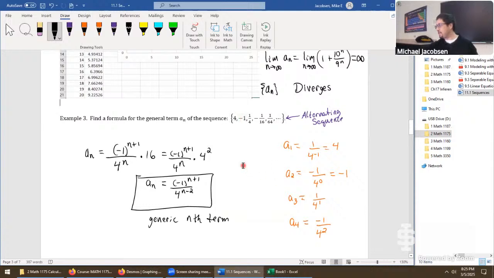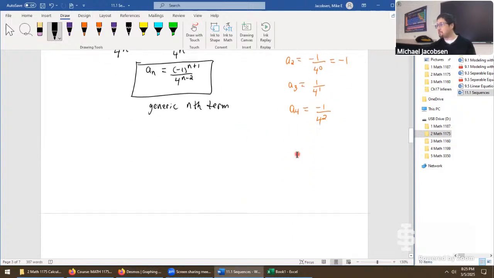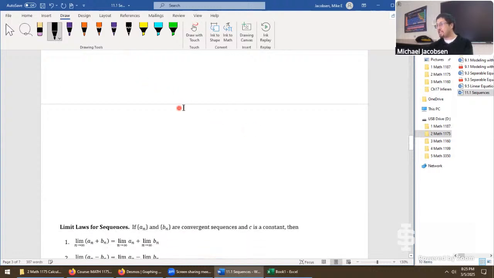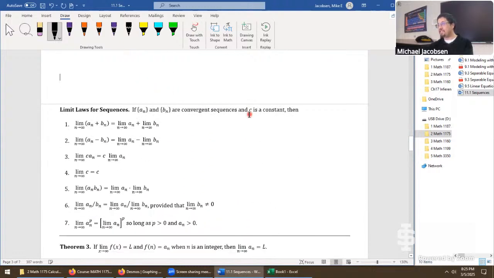Well, let's see, we've still got 12 minutes. Next concept we're going to do after introducing sequences, dealing with all these concepts of plotting, coming up with generic terms. Next thing we're getting into is the fun bit, limit laws for sequences.